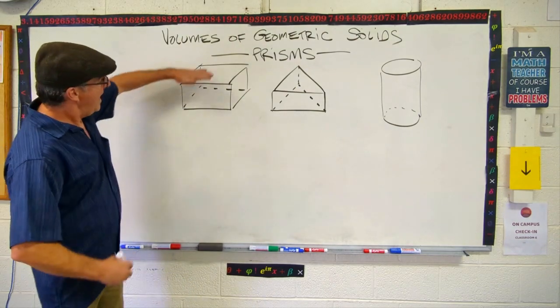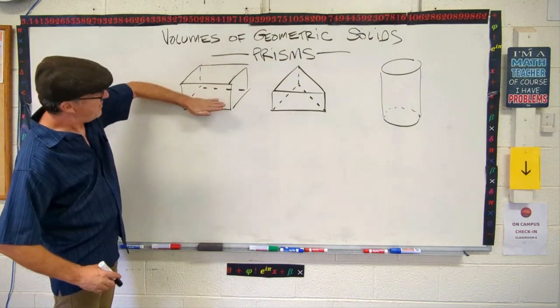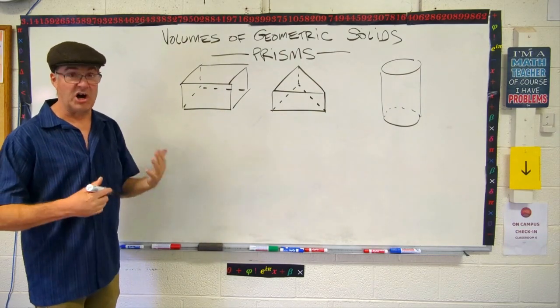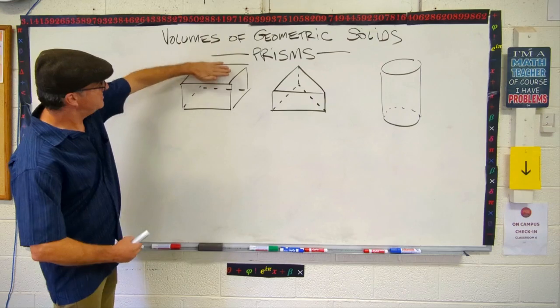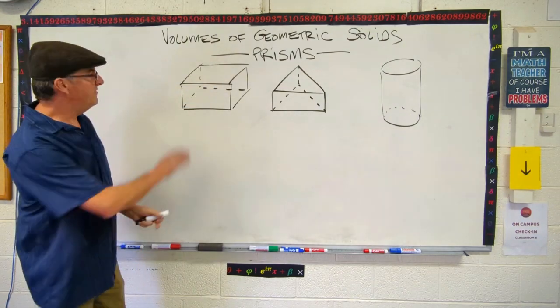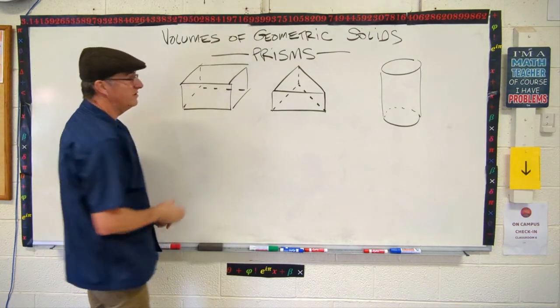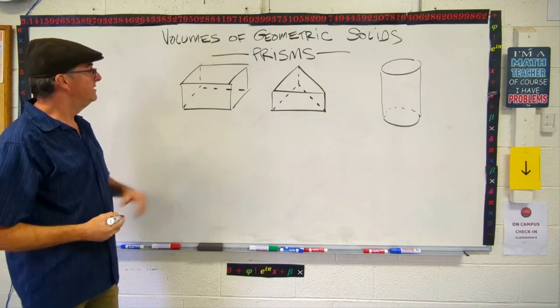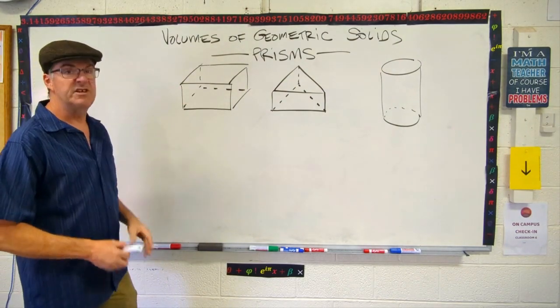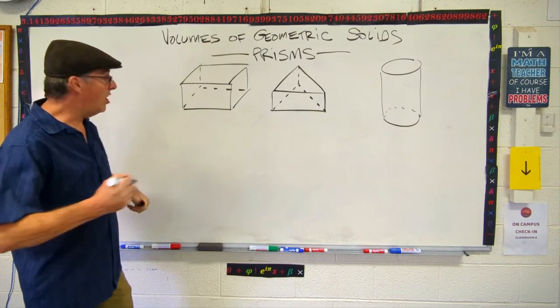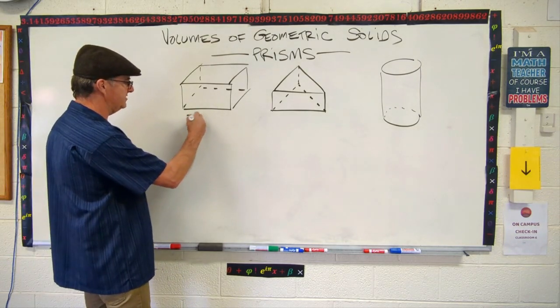A prism has 2 bases that are parallel and identical. They're congruent. So these 2 bases are rectangles. It's the top and the bottom. And then the sides are rectangles for every single one. So each of the sides or the faces of this object are rectangles. So what we call this is a rectangular prism.